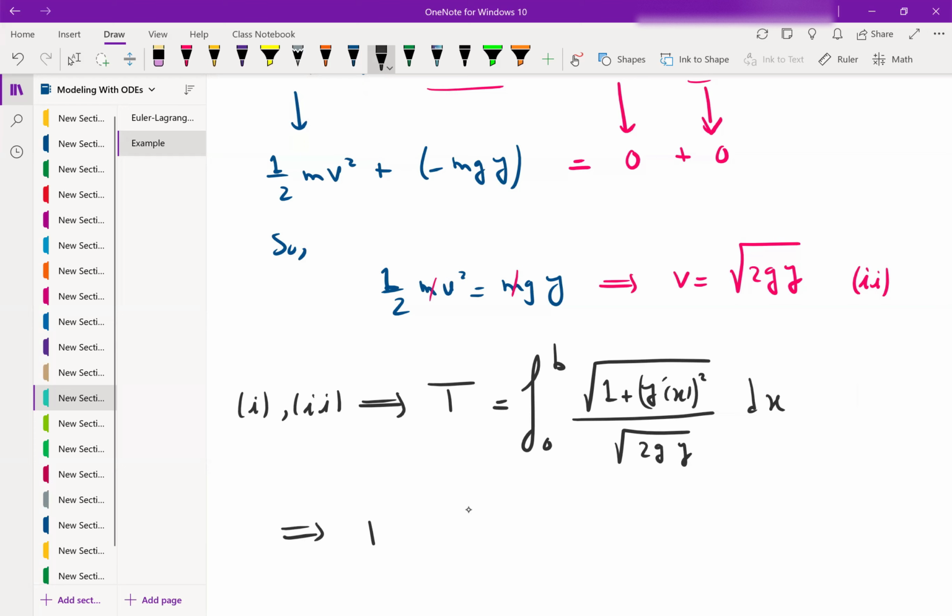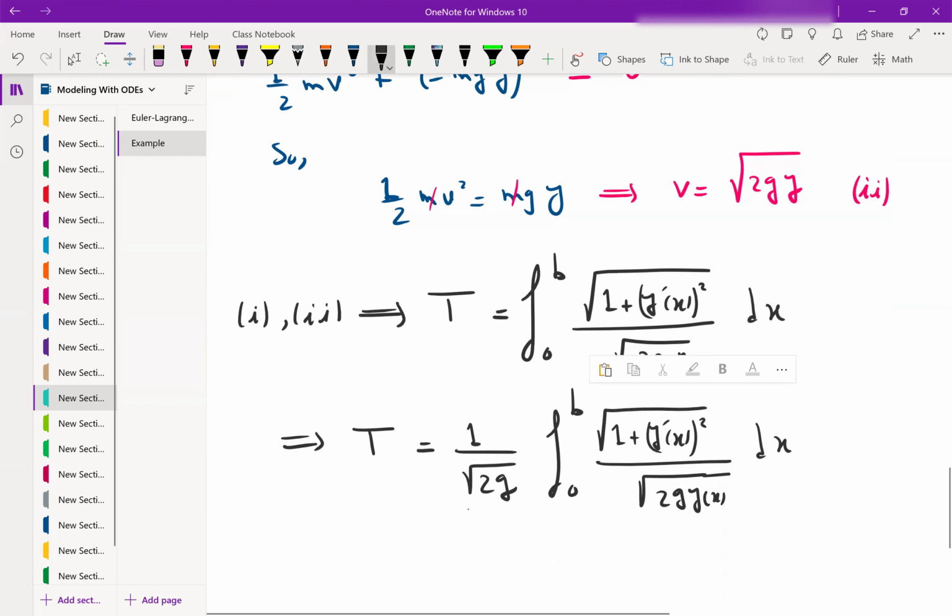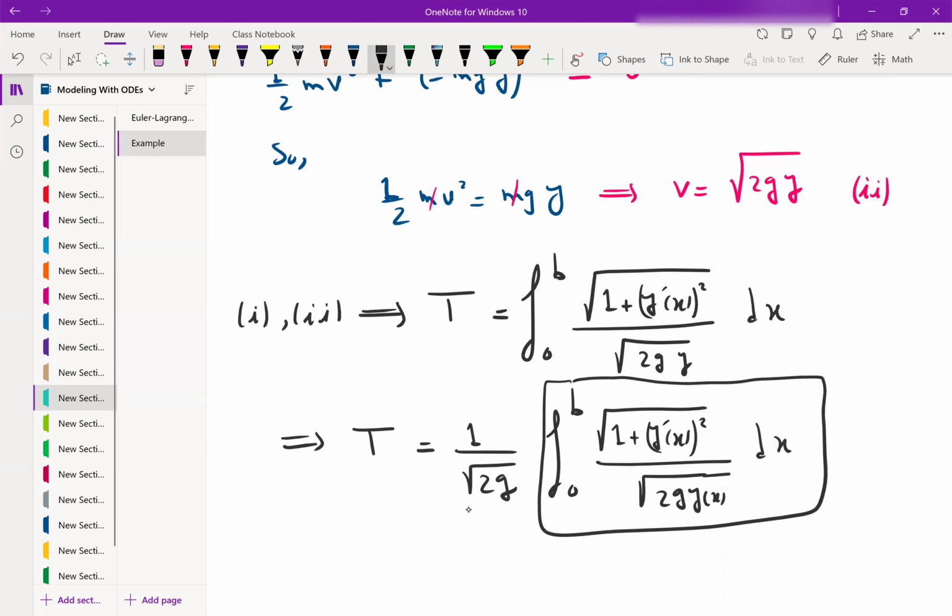I can bring it outside the integral. T is equal to 1 over the square root of 2g, times the integral from 0 to b of the square root of 1 plus y prime of x squared, divided by the square root of y, dx. So this y is a function of x. Among all functions y of x that connect the origin to the point with coordinates little b comma big B, I want to find the y of x that minimizes this quantity.